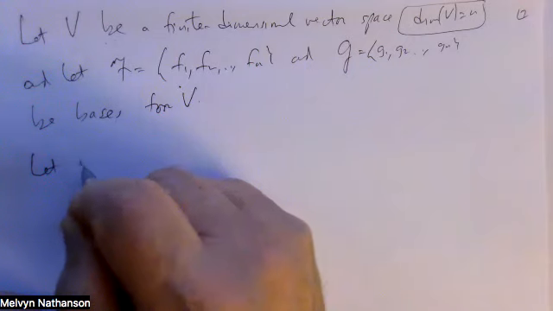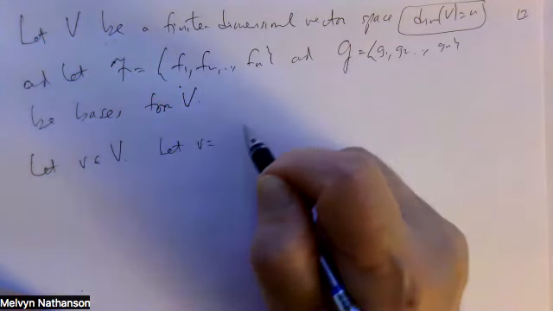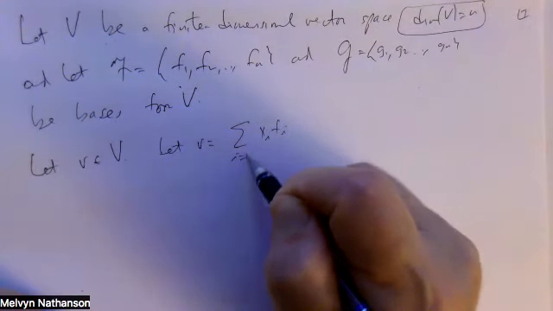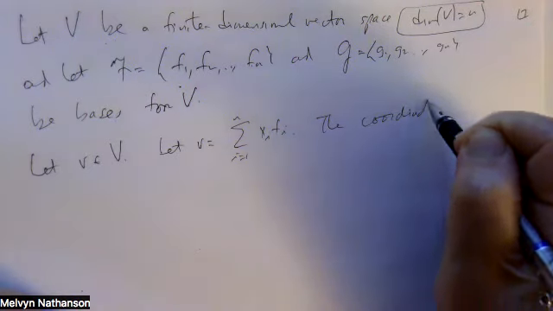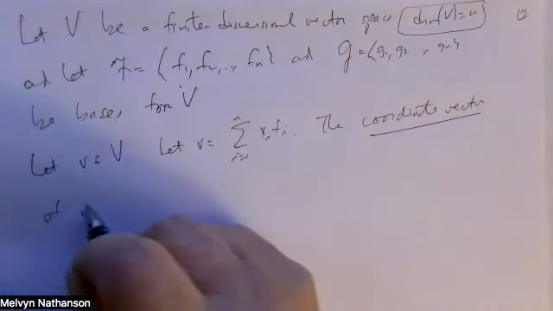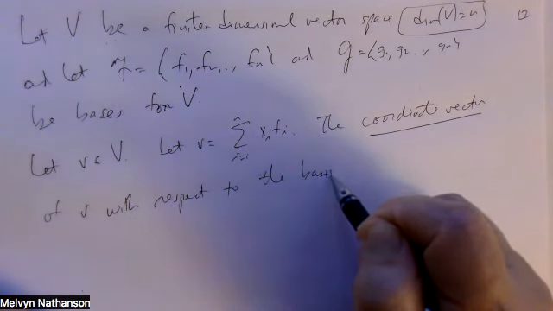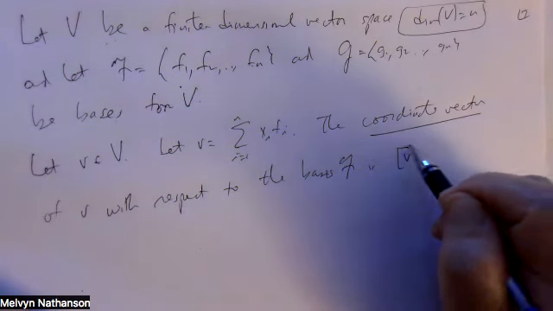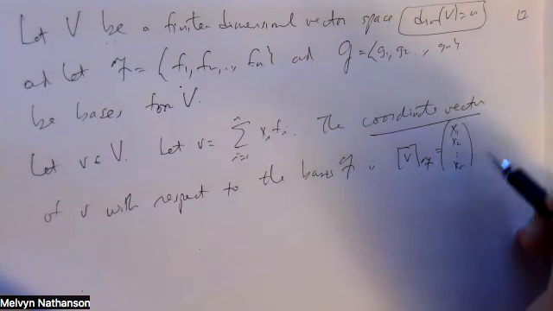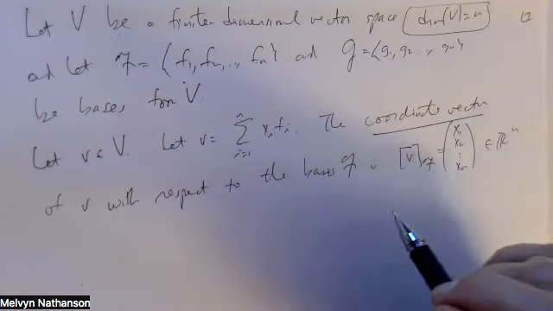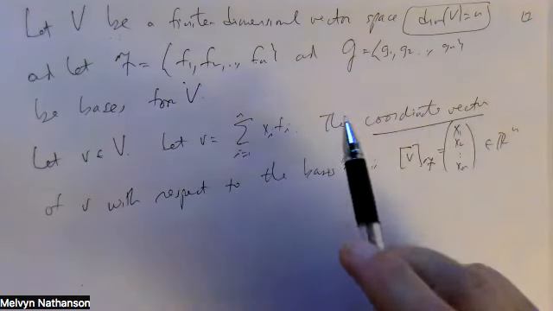So let v be a vector, and let v be the summation of xi f sub i, i equal 1 up to n. This is a linear combination of the vectors in F. So what is called the coordinate vector of v with respect to the basis F, I write it as v in square brackets subscript F. It's just these coordinates, x1, x2, down to xn, which is a vector in Rn. So in fact, this exhibits a one-to-one correspondence between the vector space Rn of dimension n and an arbitrary vector space of dimension n.